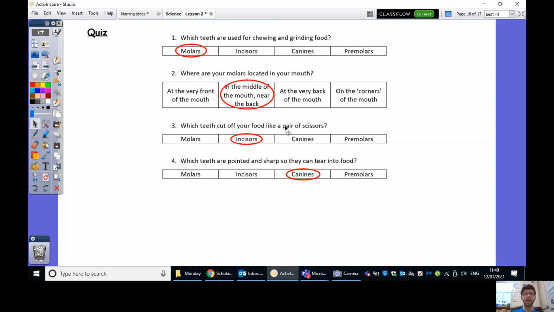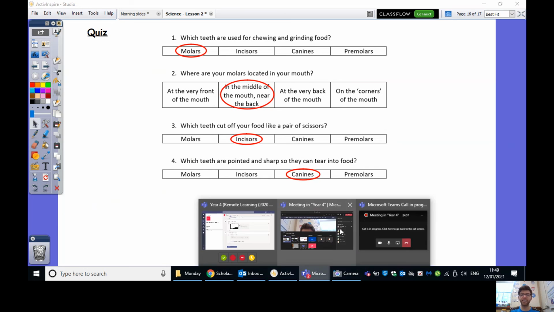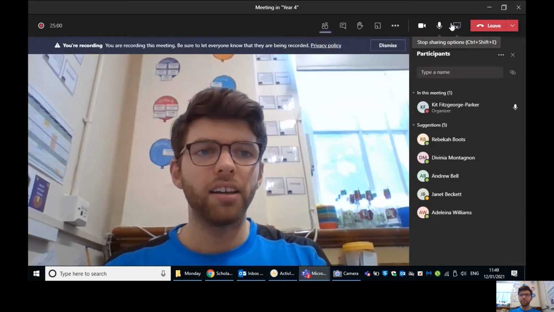Which teeth cut off food like a pair of scissors? That's, of course, the incisors. And which teeth are pointed and sharp so they can tear into food is, of course, the canines.